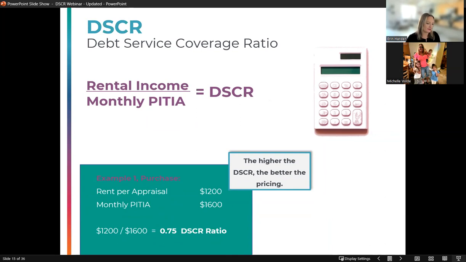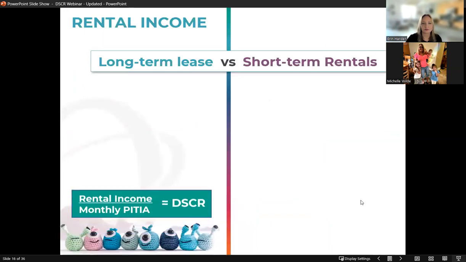If you go under 0.85, you're going to see even worse pricing and more restrictions, but it's good to know that we do have options for those. Generally speaking, the higher the DSCR, the better the pricing.